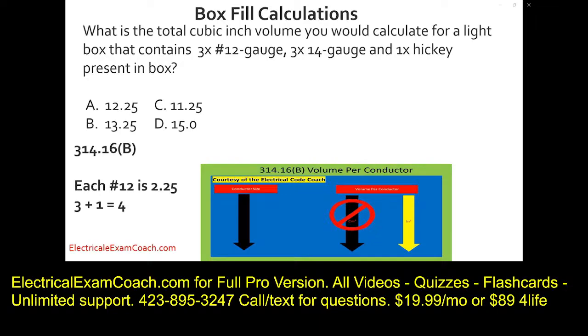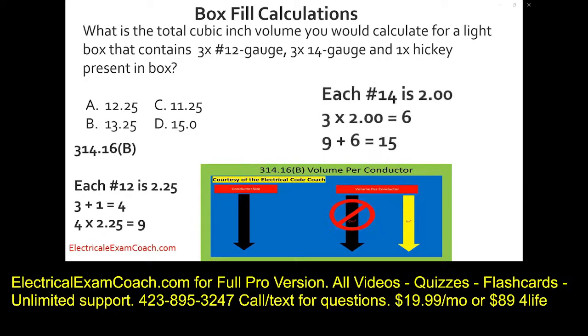Each hickey counts as 1 based off the largest conductor that's in the box. And what we're going to do is group it with the 12s. We have the 3 original conductors and the 1 fitting, so we have 4 number 12s. We bear that math out and end up with 9 cubic inches. Now let's deal with our leftover conductors. We have 3 14 gauges. We bear all that math out. Then we total it together and we end up with 15 cubic inches that all of this is taking up in this box. This is something that you'll have to take your time and master.